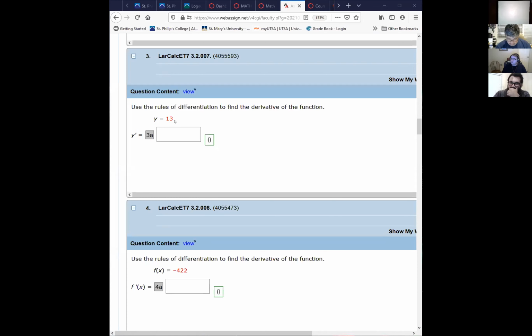So let me do a couple examples for constants, and we'll just mix them up. Not a big deal. So this is 3.2.